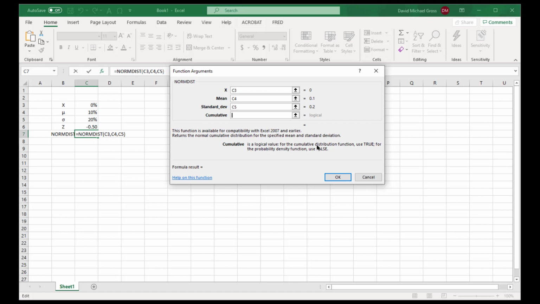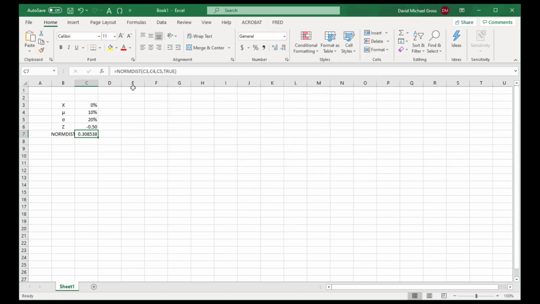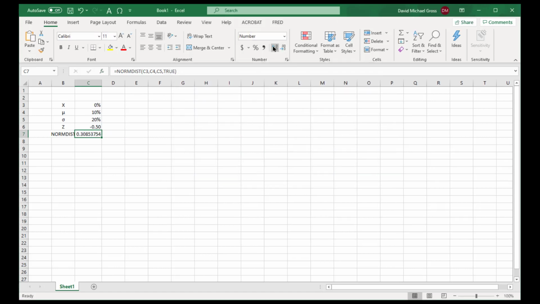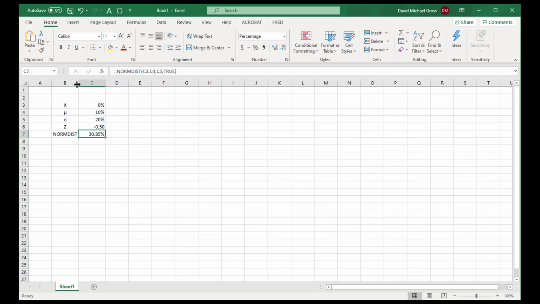We want the cumulative distribution function, we want the area under the curve. So we can either type the word cumulative or we can type the word true. Cumulative function, use true for cumulative, and false for the probability density function. I click true, and there's that percent we saw before, 30.85%.